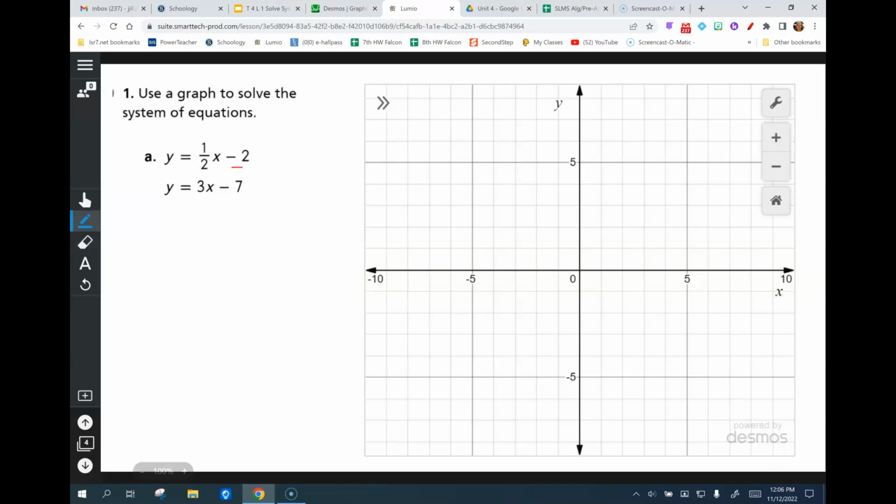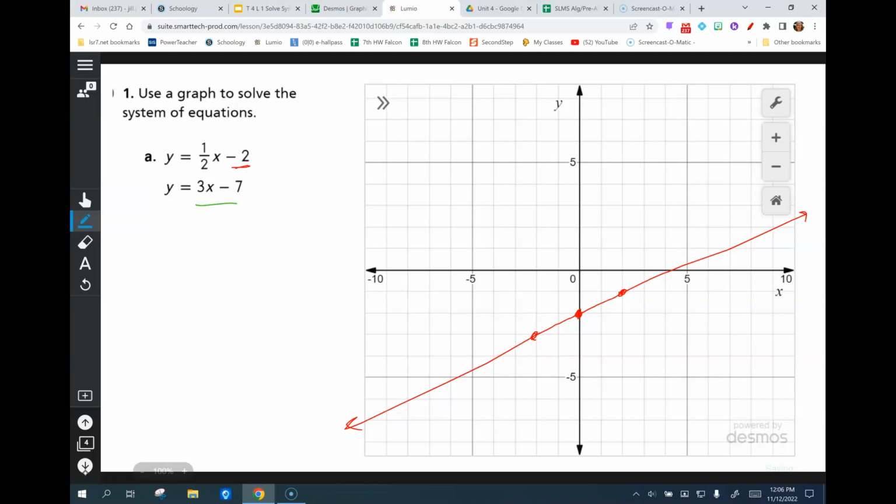I'm going to graph the first one. I'm going to start at y-intercept of -2. I'm going to go up 1 and over 2, down 1 and over 2. I'm going to take a straight edge and draw that line. Okay, there's my first one.